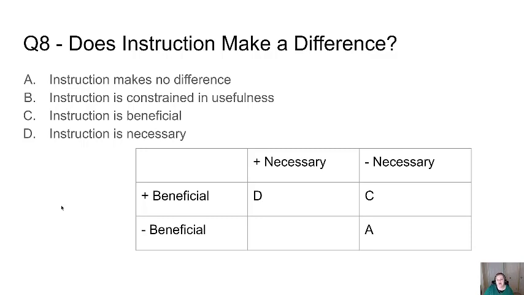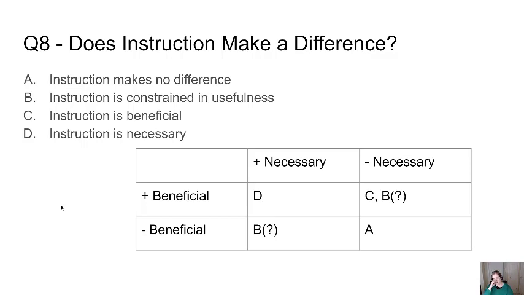Obviously, so these ones we're 100% sure on, okay? If something is neither necessary nor beneficial, it's the bottom right. Instruction makes no difference. Instruction is beneficial but not necessary, top right. But if it's necessary, it's necessary and beneficial. So beneficial is when it's useful at all.